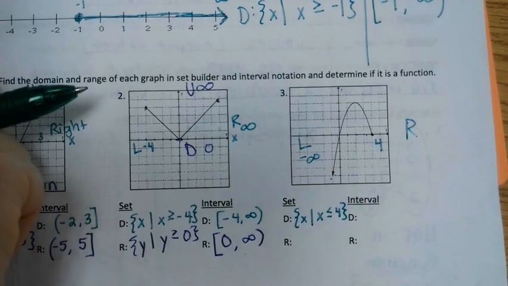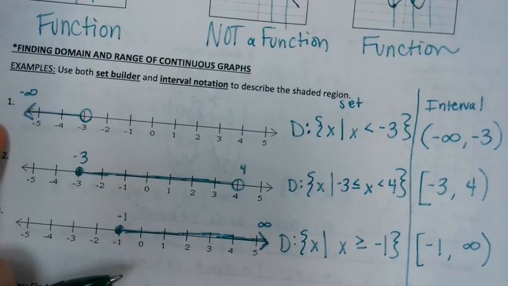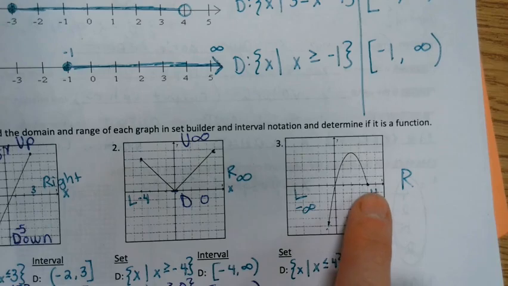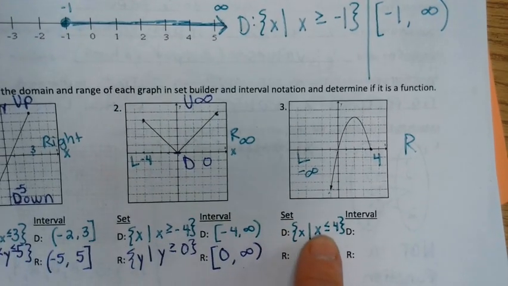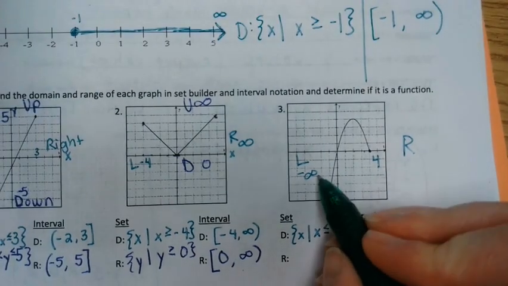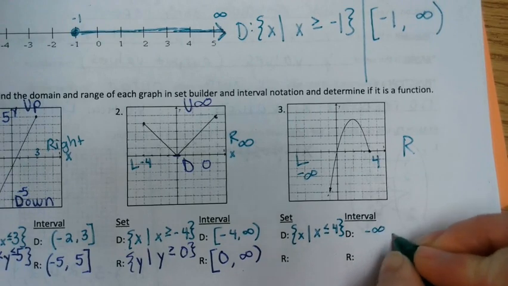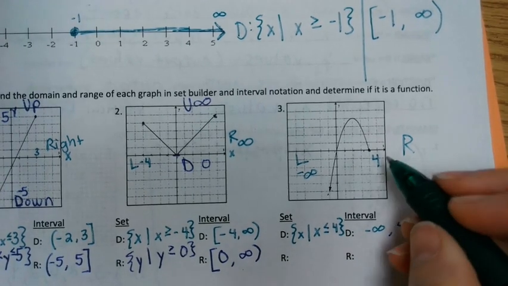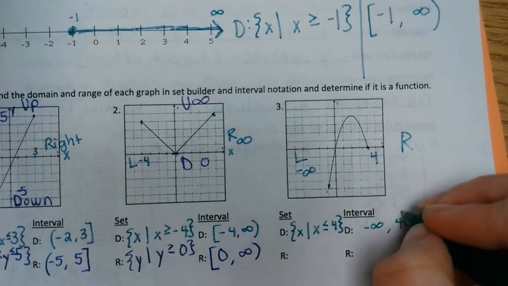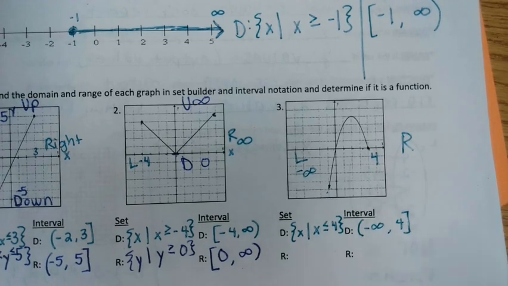Kind of like this number 1 up here with our number line. It's at -3 and it went left. This one was at 4 and it went left. So that's why we get x is less than or equal to 4. And so for our interval notation, you always start at the left. So -infinity to 4. Closed circle, so that's a bracket. Parenthesis on infinity.